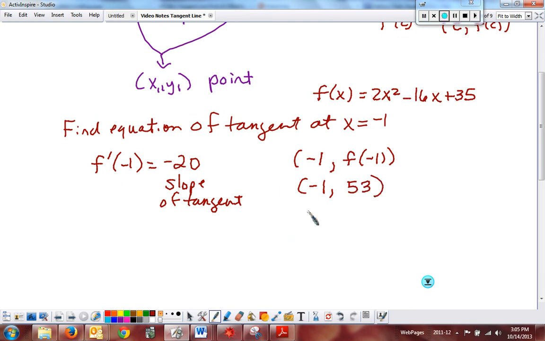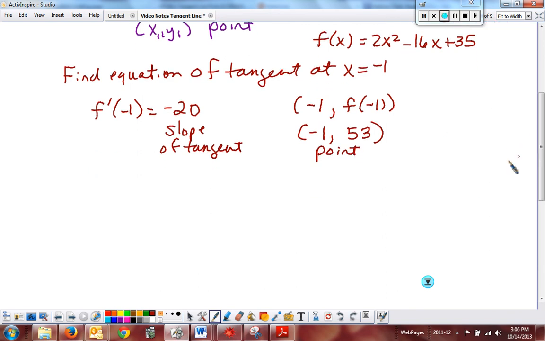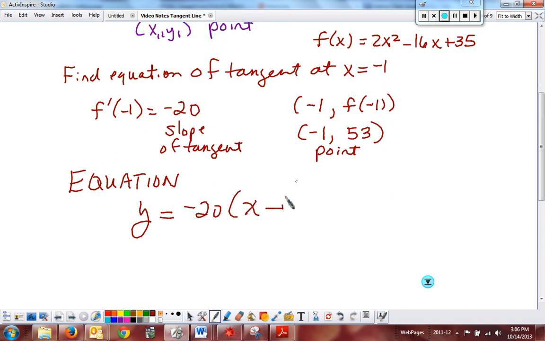So right there, I have the slope and I have a point that the tangent line goes through. So the equation of the tangent line is going to be y equals my slope, -20, times x minus -1, which becomes +1, and then plus 53.